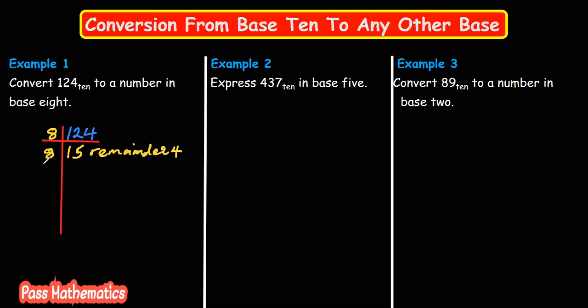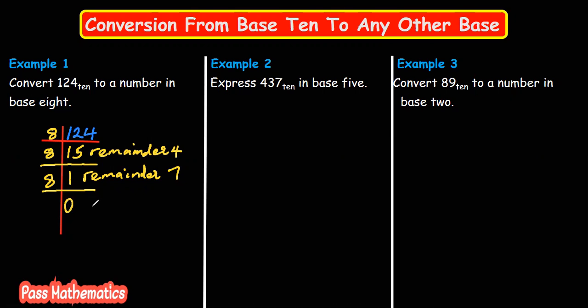And then we continue again. 15 divided by 8. Let's put this in a column. It goes 1 time, but we are going to have a remainder of just 7. So we write it again, remainder 7, and then we can draw another line. So we divide again by 8. 8 into 1 is not possible. So we write down 0 here.